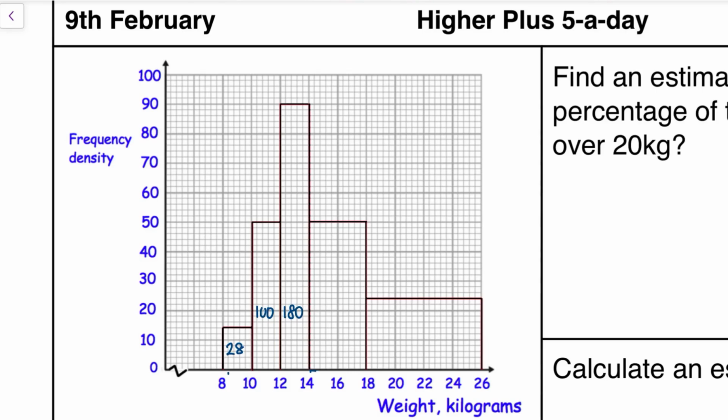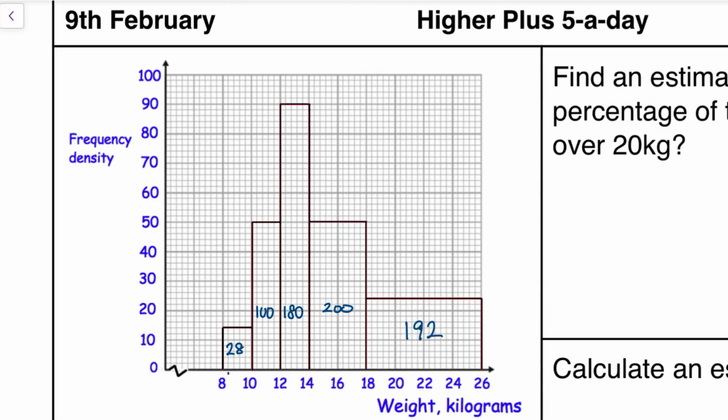I've got 4, because this bar is slightly wider, so I've got 4 times 50, again, hopefully an easier number, which is 200. And in the big one on the right, it's 18 up to 26, so that goes across by 8, and it's going up by 24. 8 times 24 is equal to 192.